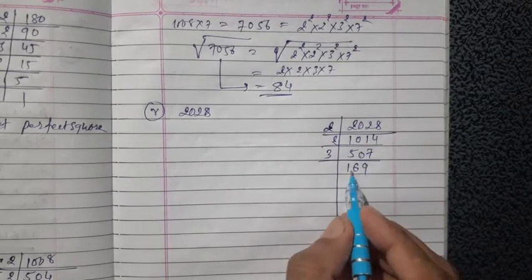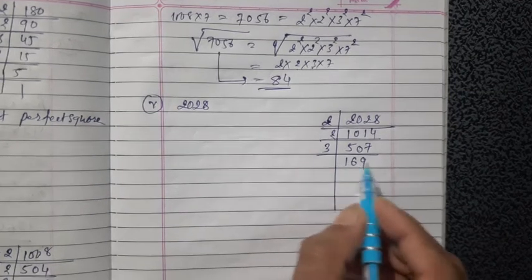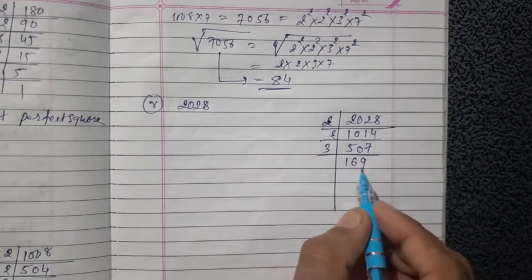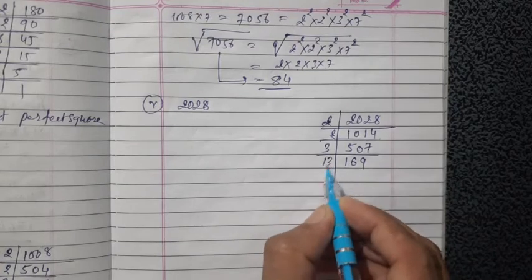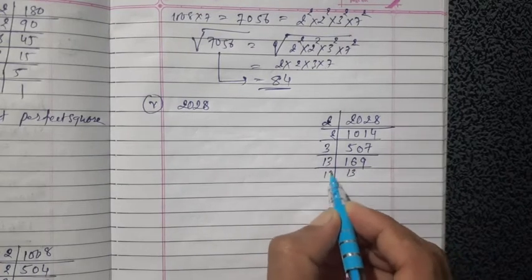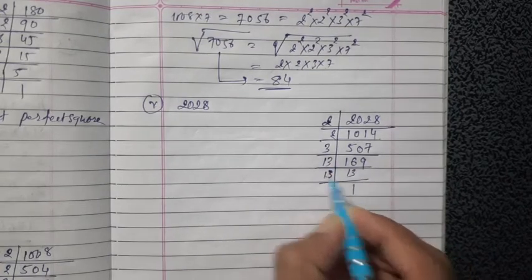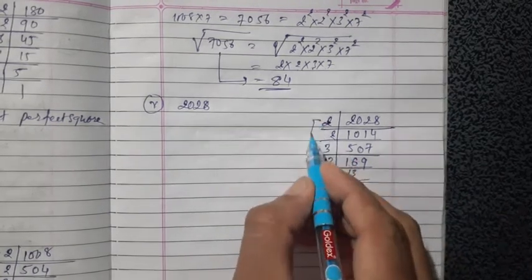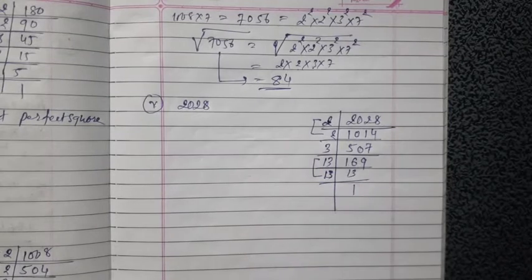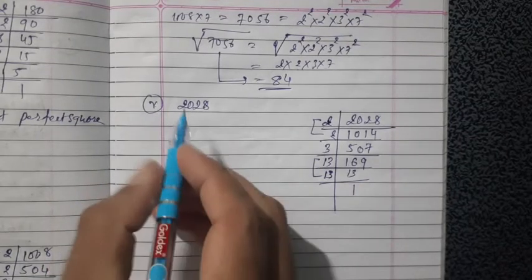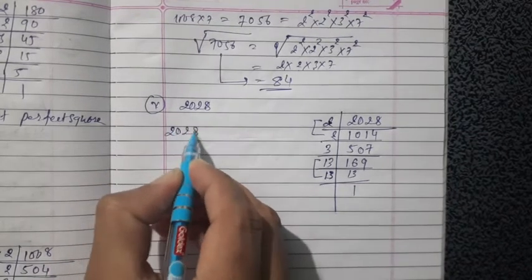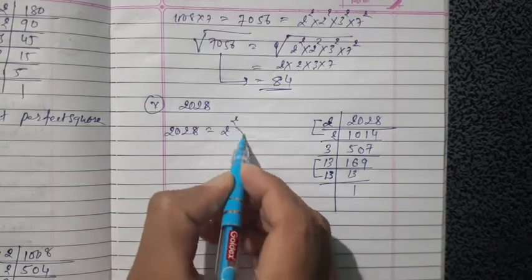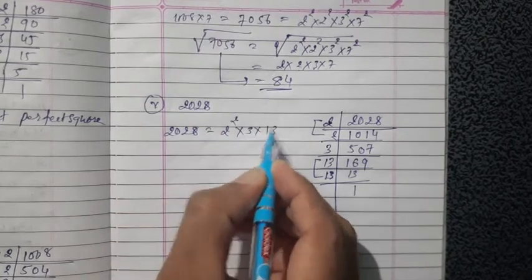Okay, now that is not divisible by 3, directly it's divisible by 13, and 13 ones are 13. Okay, you just make a pair of 2s here. So 2028 equal to 2 square into 3 into 13 square.